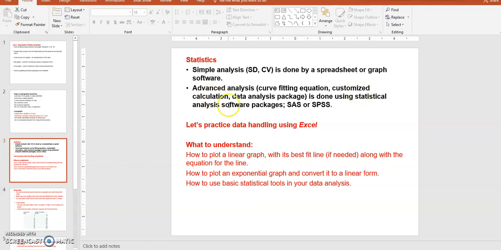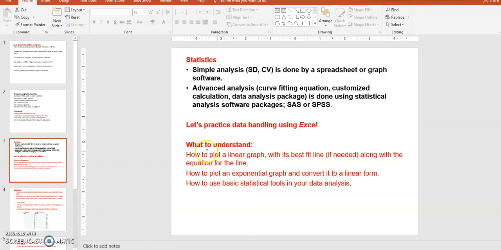There are customized calculation and data analysis packages for statistical analysis, and there is software like SAS and SPSS available. But for this class, you will be mainly using Excel. So let's practice data handling using Excel. You'll be able to plot a graph, and that graph can be copied and pasted into your lab report. So that'll be a very handy tool for you.